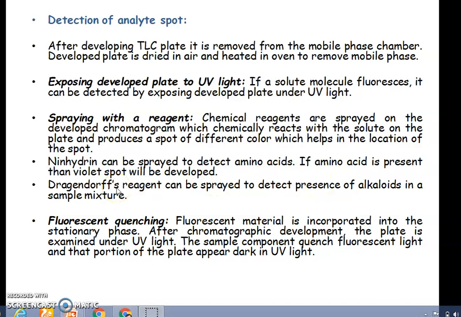The third method of detecting analyte spots is fluorescent quenching. In this method, a fluorescent material is incorporated into the stationary phase, so the entire plate will fluoresce. After chromatographic development, the plate is examined under UV light, where a sample component will absorb the fluorescent light and appear as a dark spot.